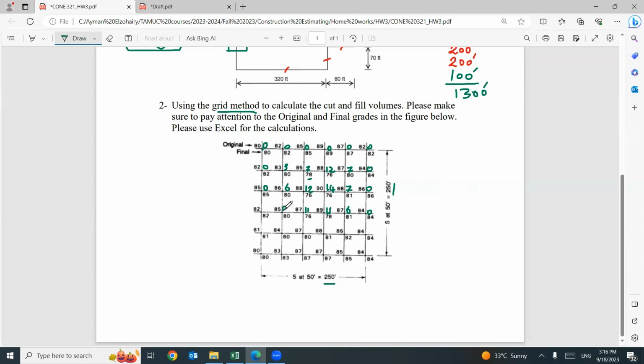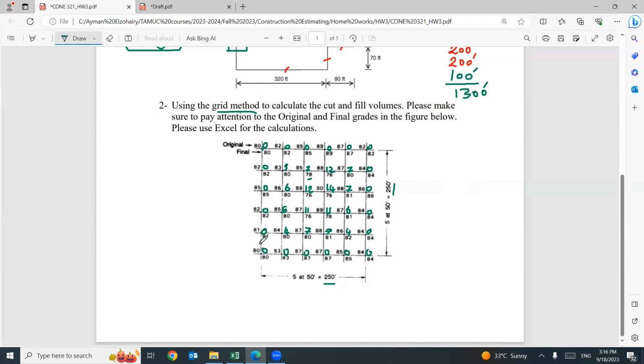This one, we have 5. This one, we have 0. This one, we have 0. This one, we have 4. This one, we have 7. This one, we have 7. This one, we have 4. This one, we have 0. This one, we have 0. This one, we have 0, 0, 0, 0, and 0.